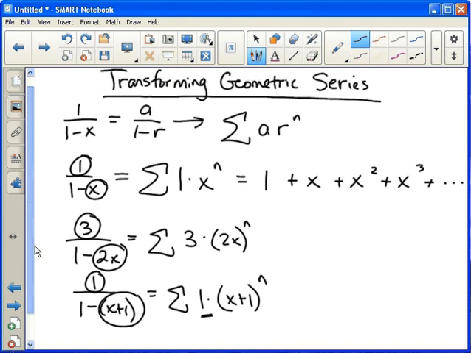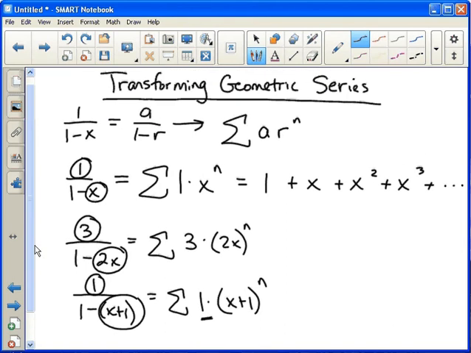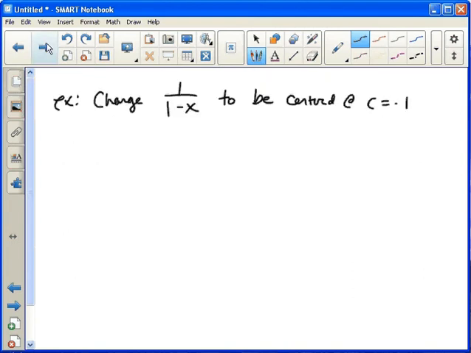Okay, now the problem comes that things aren't always written exactly in the form of a over 1 minus r. We may sometimes have to manipulate them and rewrite them to get them in that form, because we can't change it from this step to this step unless we're already in the form a over 1 minus r. So here's what I mean. Also, sometimes the center is not where we want it to be. So this one, they want the center to be at negative 1. Okay, so watch carefully how we can change this. Remember that our goal is to get to be in the form a over 1 minus r, and we also want to be centered at negative 1.